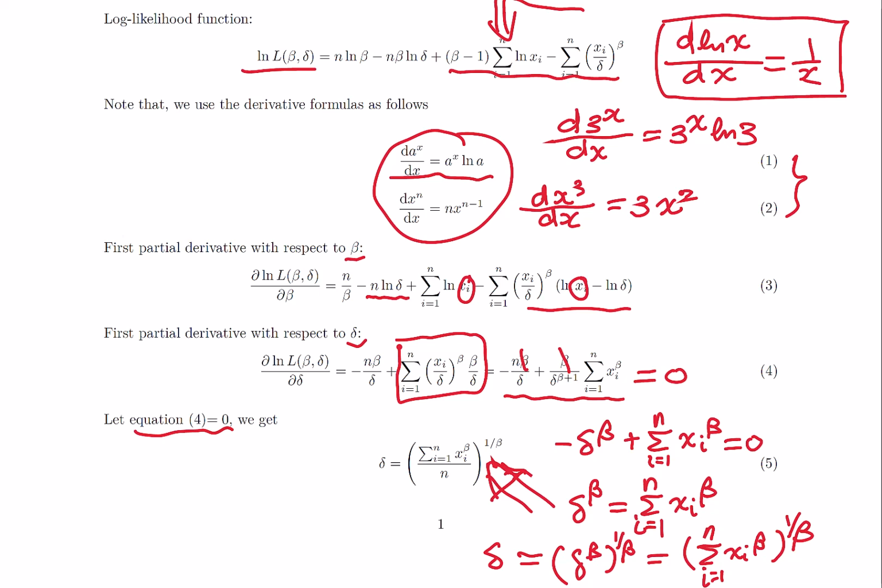Okay. After we get the delta, this is very nice. The idea is like we try to solve the equation, right? We try to use the beta to represent delta. After we get delta, in this equation 5, we can plug the result of equation 5 into equation 3. Okay, that's what we're gonna do next.